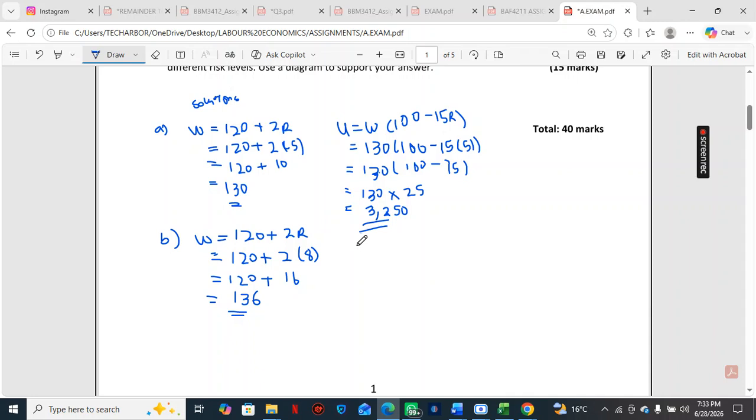Let's see what is our new utility when the risk goes up. So utility, remember it's W times 100 minus 15R. Okay, so our wage is 136. It's 100 minus 15 times our risk, which is 8.